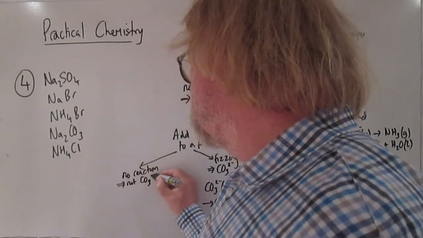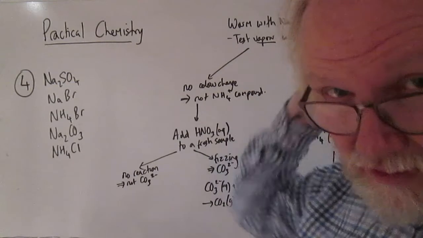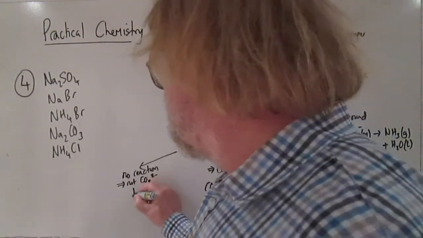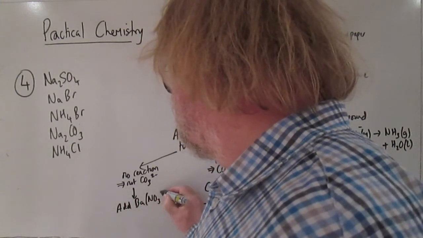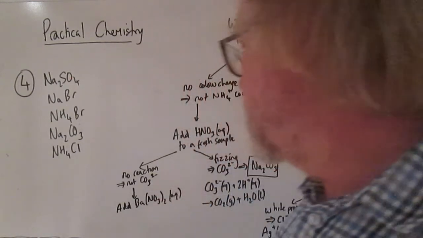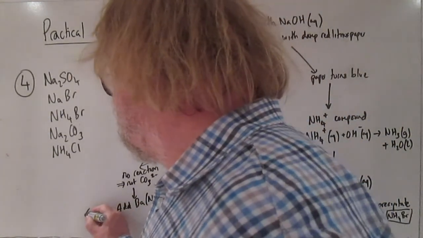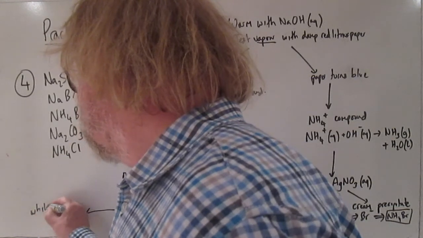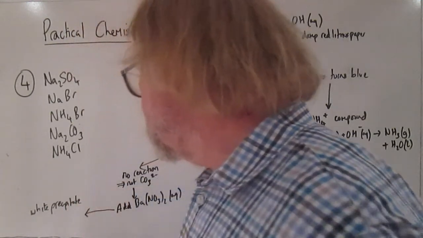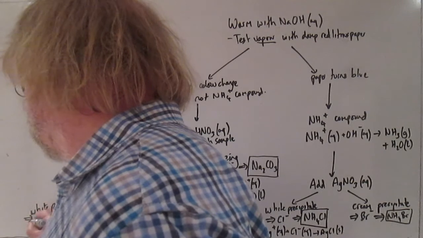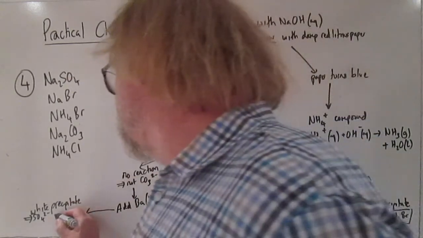So then you've got just two candidates left, which are the sodium bromide and the sodium sulfate. So you do the sulfate test, which means that you add barium nitrate aqueous. And again, two possible outcomes. You could get a white precipitate, which is what you're looking for if it's a sulfate. So if you get the white precipitate, that confirms sulfate. And in this case, it's therefore sodium sulfate.